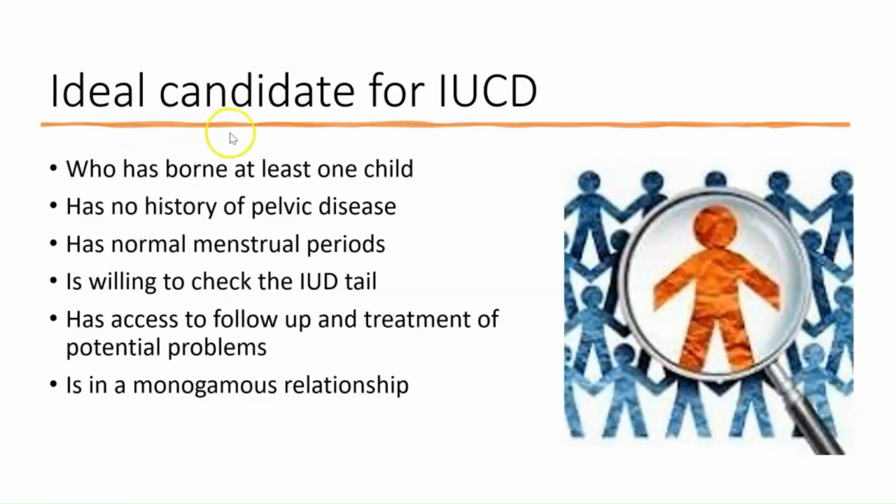The criteria for an ideal candidate for IUCD are often asked in the viva, and that includes a female who has borne at least one child, has no history of pelvic disease, has normal menstrual periods, is willing to check the IUD tail, has access to follow up and treatment of potential problems, and is in a monogamous relationship.